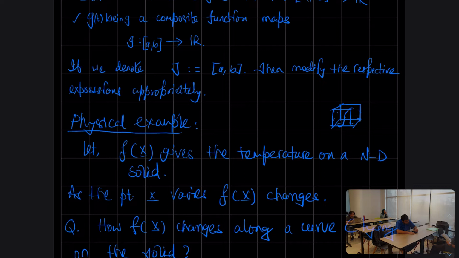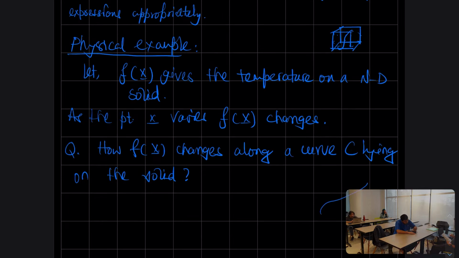So r is something which describes the curve. Any curve you can think of as a map from some interval to these points which are living in some R^n.